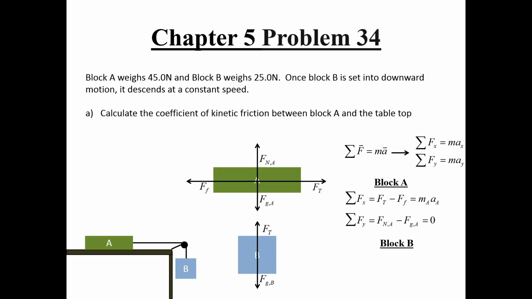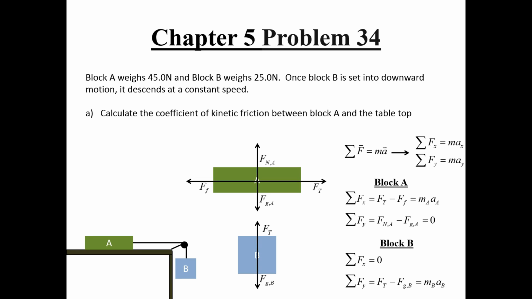Block B has no forces acting on it in the x direction, and we therefore end up with a trivial equation of 0 equals 0. In the y direction, the block has 2 forces acting on it: tension and its weight. Tension will be pulling the block upward, while the force of gravity will pull the block back down towards the ground. This gives us that the tension minus the block's weight is equal to the mass of the block multiplied by its acceleration. Keeping the goal of part A in mind, we need to figure out how we can use these 3 equations we just derived to find an expression for the coefficient of kinetic friction.